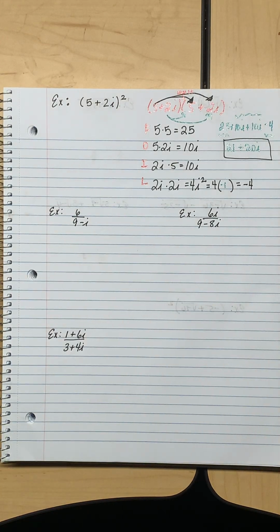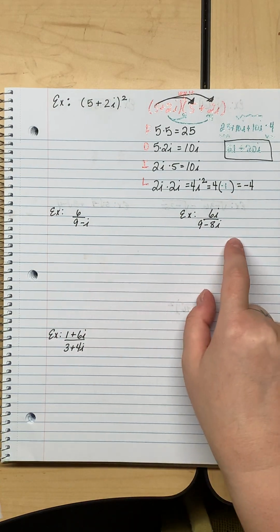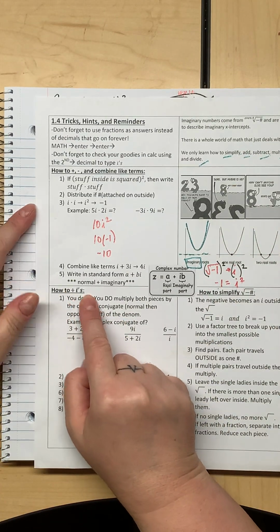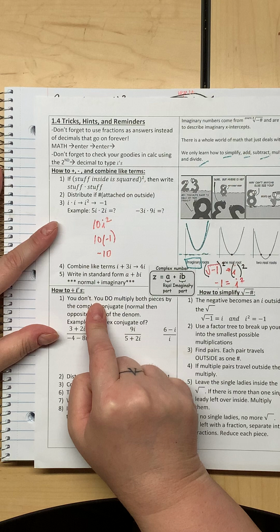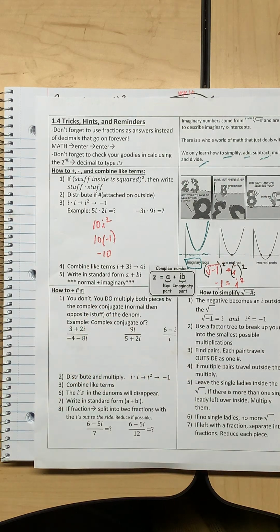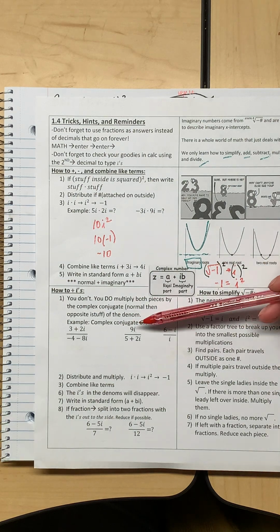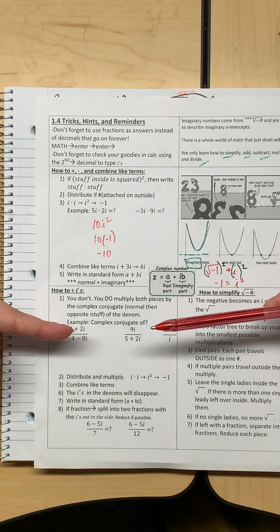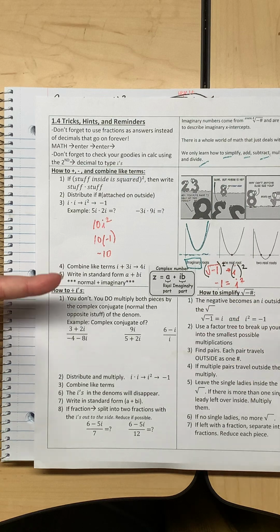Okay, the next ones we're going to work on are these division ones, and you would think you divide, but if we look at these tricks, it says how to divide i's. You don't. You multiply both pieces by the complex conjugate, which is the normal, then the opposite stuff of the denominator. So those of you who have maybe taken Spanish or something, when you conjugate a verb, don't you change like the back end of the verb? That's kind of what conjugate means in math.